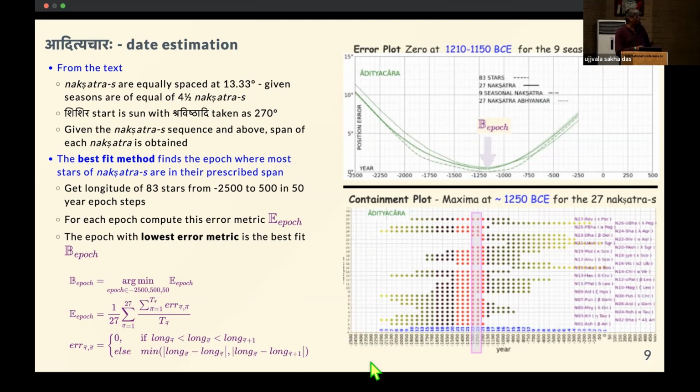But with different sets of stars, we measure the errors, and they all beautifully converge to somewhere around 1250. So this chart also explains the same thing but in a slightly more visual way. The red indicates that more nakshatras are in their seasons. As you go further and further away, most of the nakshatras don't fit the season mentioned in the text. As we come around this band, there is a maximum fit. Swati and Uttarāyaṇa are a couple of problematic nakṣatras that don't fit. The rest of them fit very well. So we take it that this earlier shloka, the Ādityacāra chapter, is from around this period, 1250 BCE.